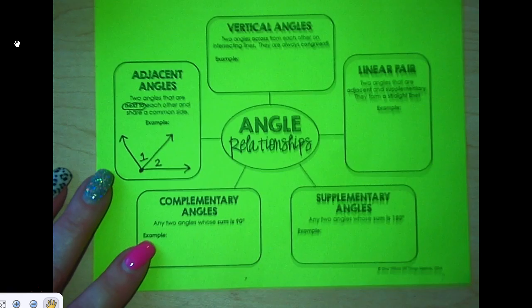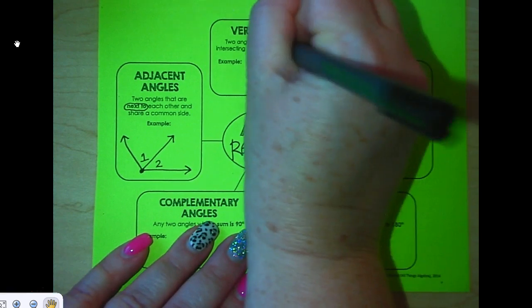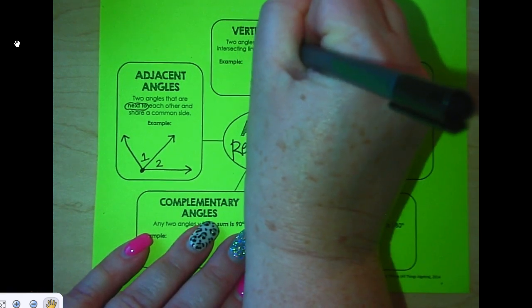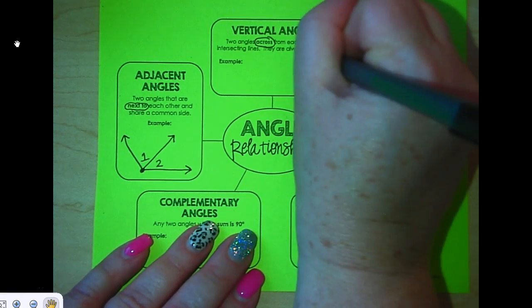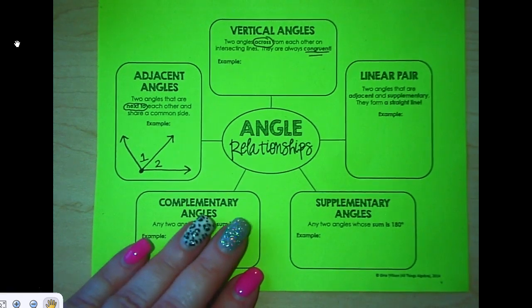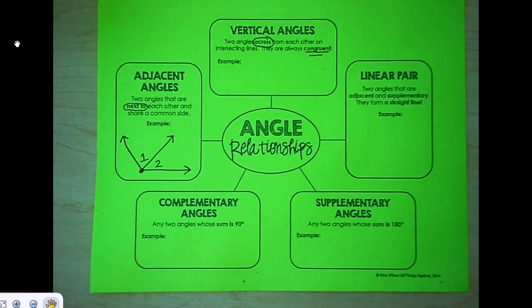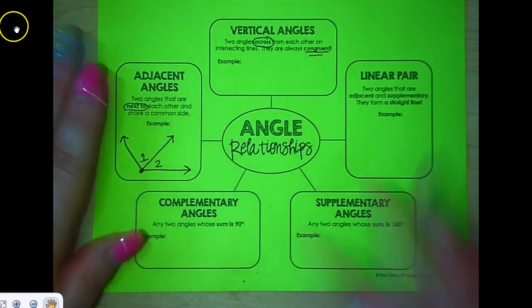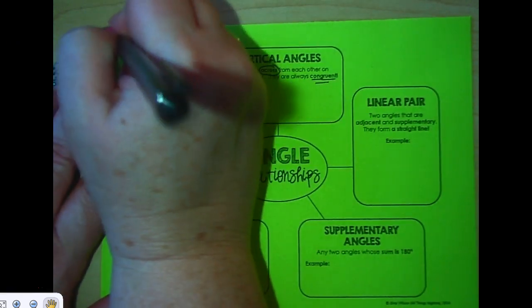Okay. Let's go to vertical angles. They are two angles across from each other on intersecting lines. They are always congruent. And I think I talked about congruent the other day when we were talking about scale and similar figures. I said similar figures are same shape, different size. Congruent means same shape and size. So we're going to write that over here. Congruent.